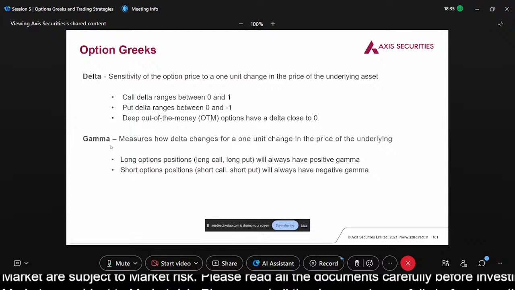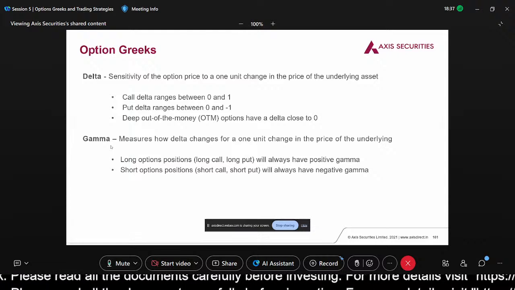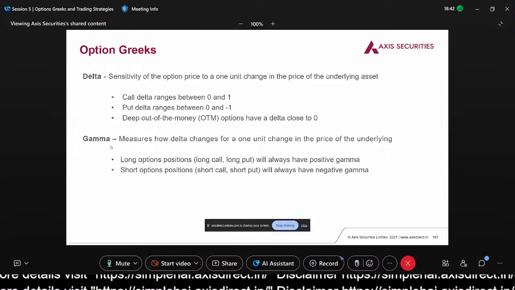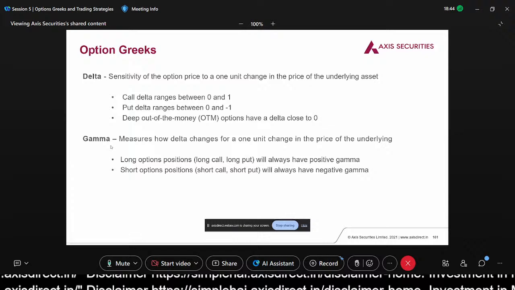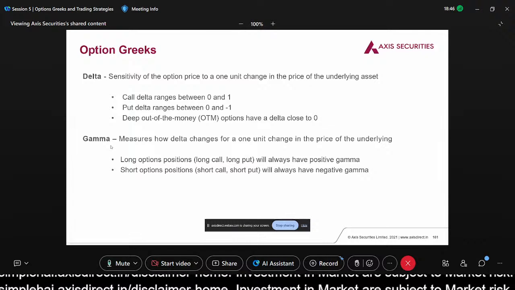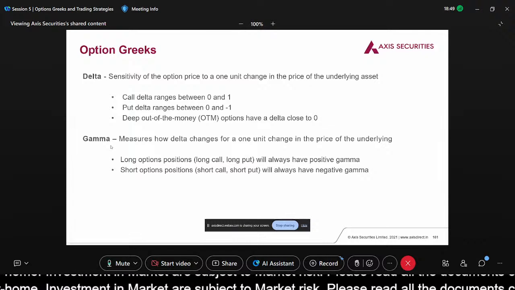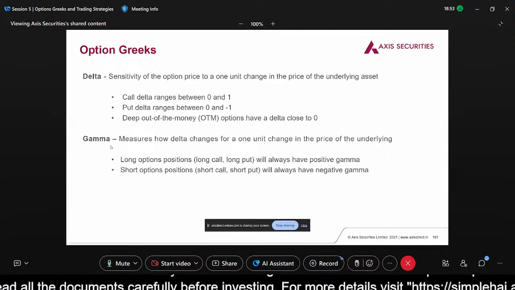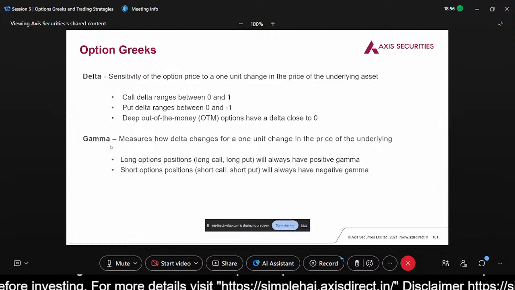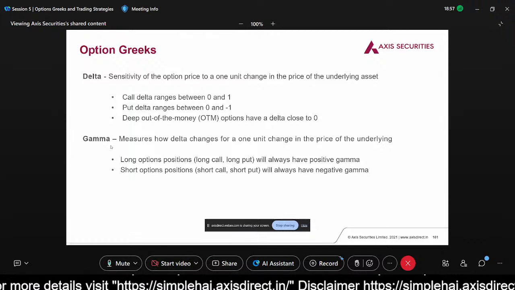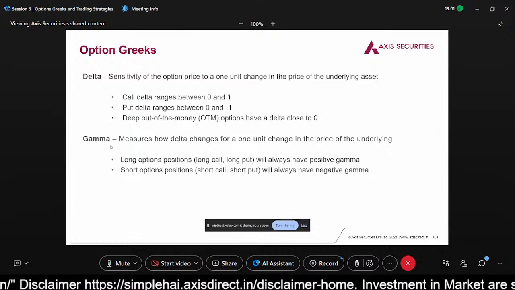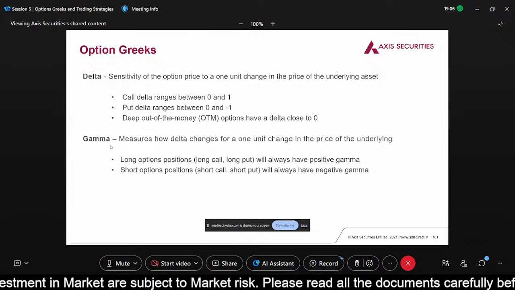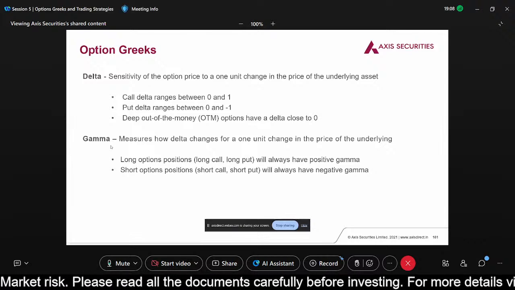Let's say the call option delta is 0.5, right? And let's say the call option is 50 rupees. I'm not talking about the strike irrespective, I'm just saying the delta is 0.5 and right now it is priced at 50 rupees. The market rallies by 100 rupees, right? The market rises by 100 rupees. So 0.5 delta, what it says is, for every 1 rupee change in the price, the call price would change by 0.5.